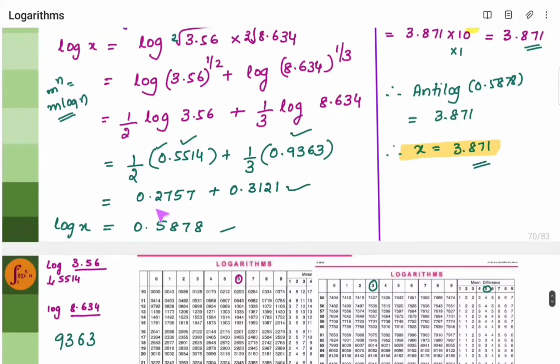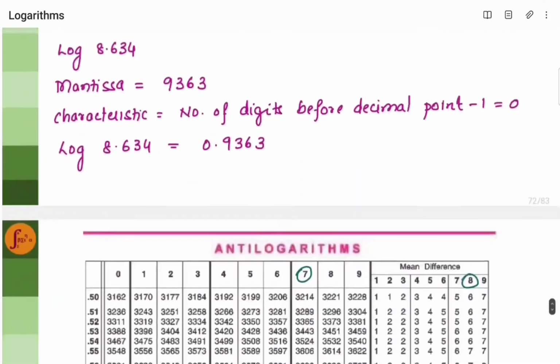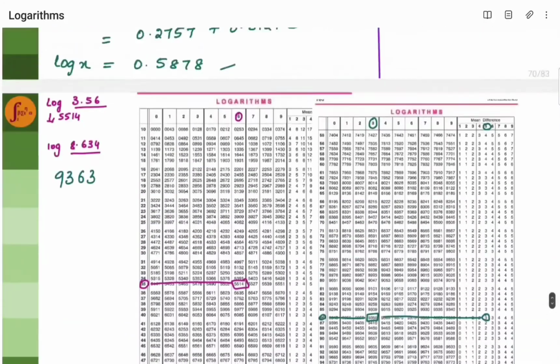Okay. Now you multiply with half, you will get these values. Add them up, you will get this value, right? Now you have the log x value. We just want the x value. To find x, take the anti-log of this. So you take 5878 from the anti-log table. 58.58, 7th column, 8th mean difference. You get 3864 plus 7, which is 3871. So we get 3871.